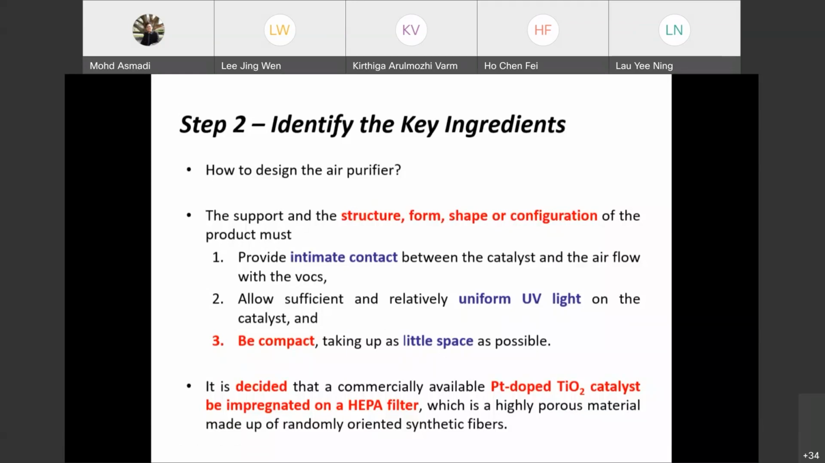Like when we design the, what do we call it, water purifier, right? Generally it is very portable.